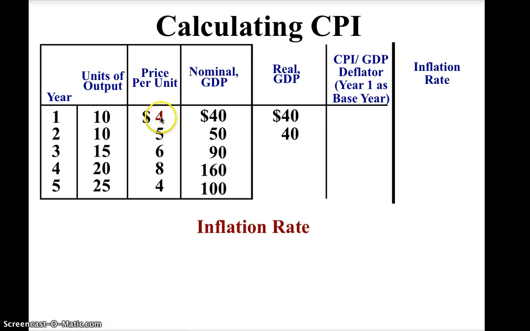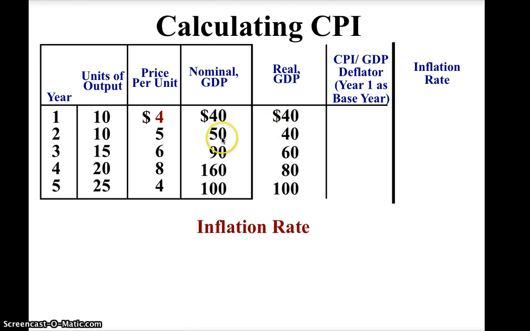Did production increase? Well, in year 3 it finally did. So what's 15 times 4? It's 60. What's 20 times 4? It's 80. What's 25 times 4? It's 100. Okay, so you can see that the nominal GDP and the real GDP are different because of price changes. So now that we have those two numbers, we can figure out the CPI and the GDP deflator using year one as the base year.